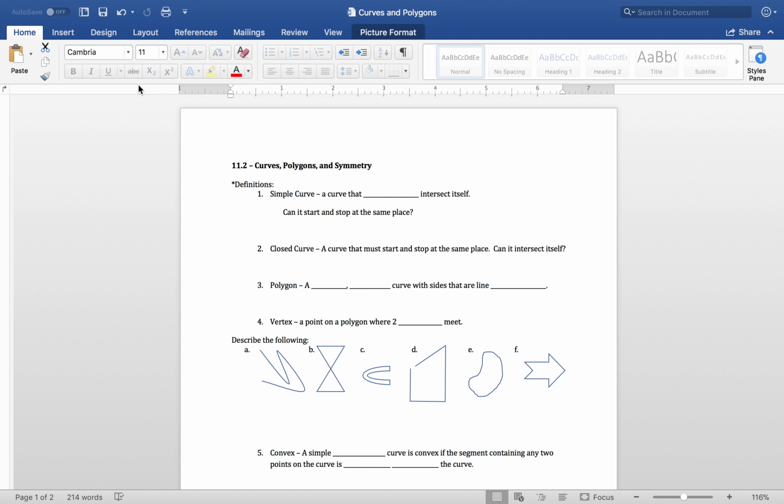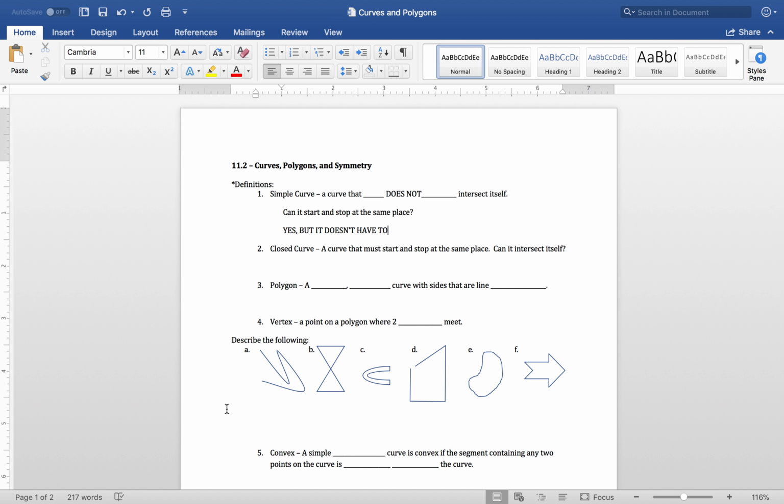11.2 has a lot of material in it. We're going to start by just going over some definitions for curves and polygons. A simple curve is a curve that does not intersect itself. It can start and stop in the same place, but it doesn't have to.